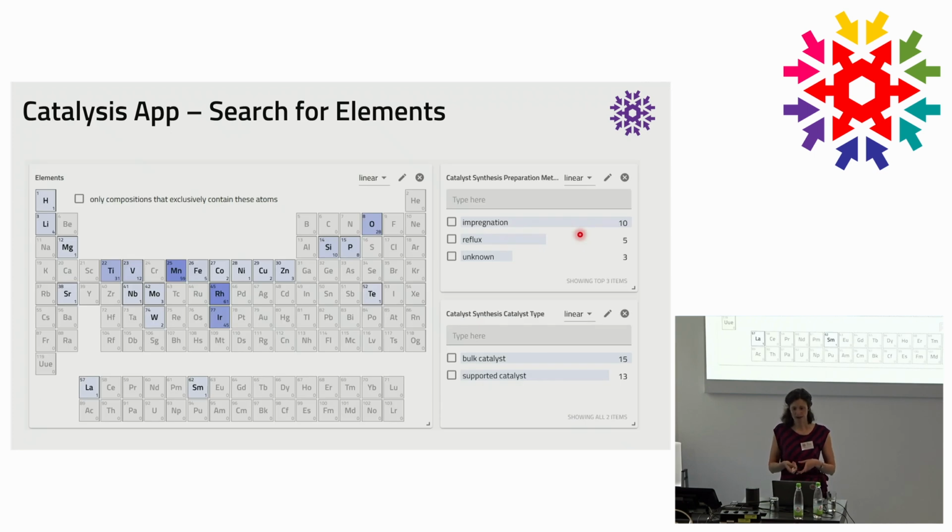Then there's a next section where you could specify more information about the catalyst if you are interested in a specific elemental composition or some specific preparation method. And you see at the same time you get a nice overview of what's there, but you can also use this to filter down the entries you are interested in.